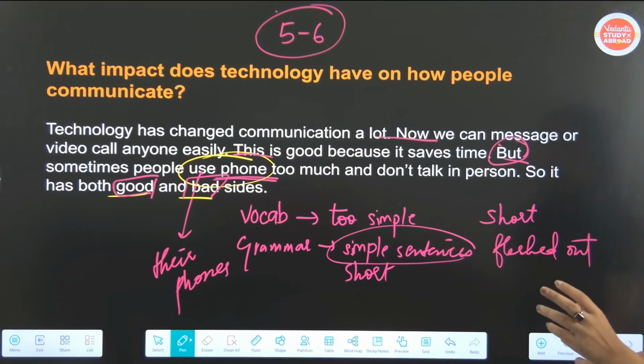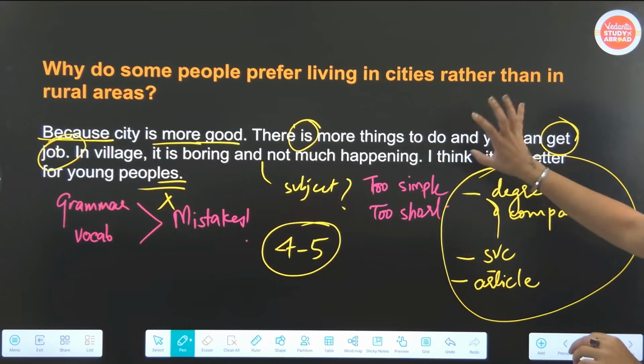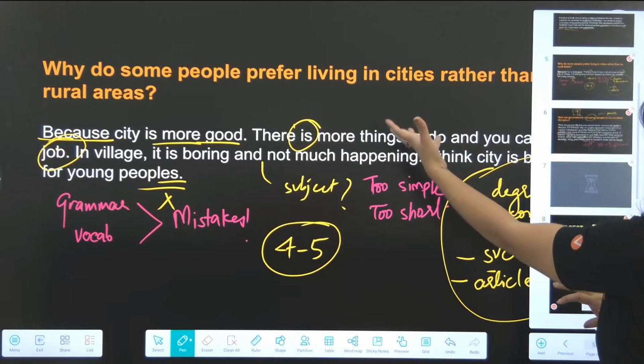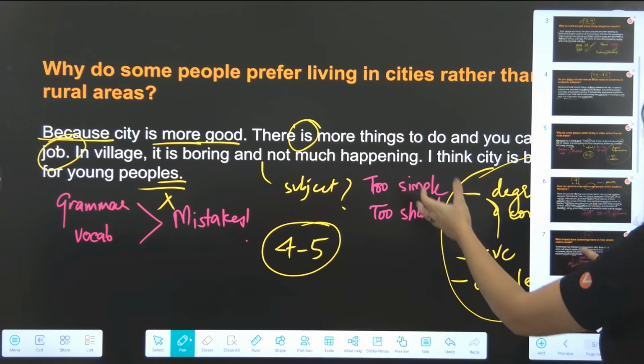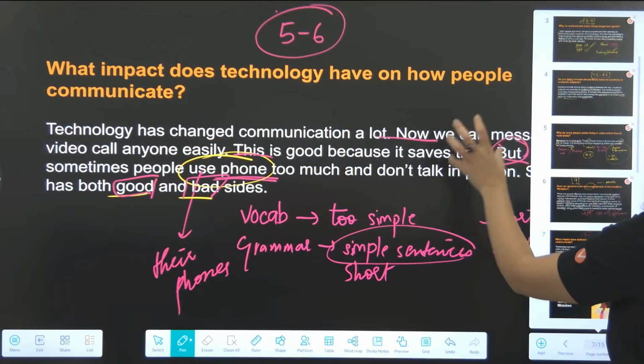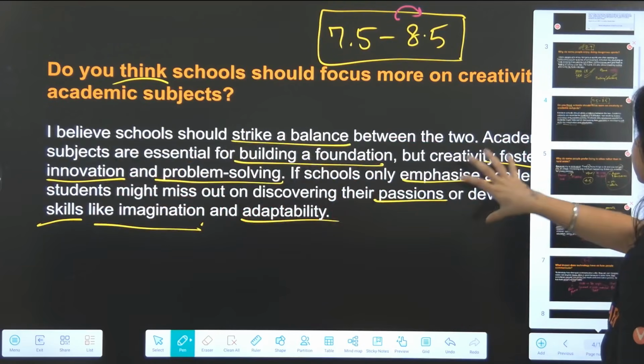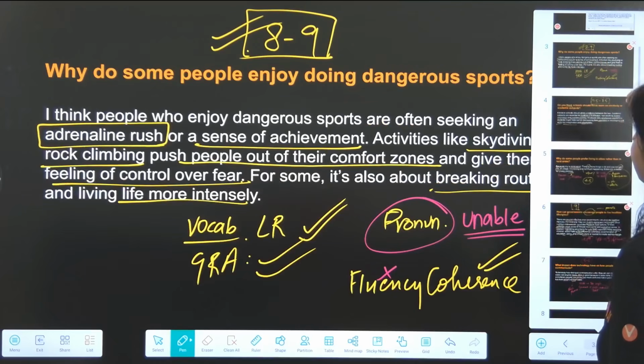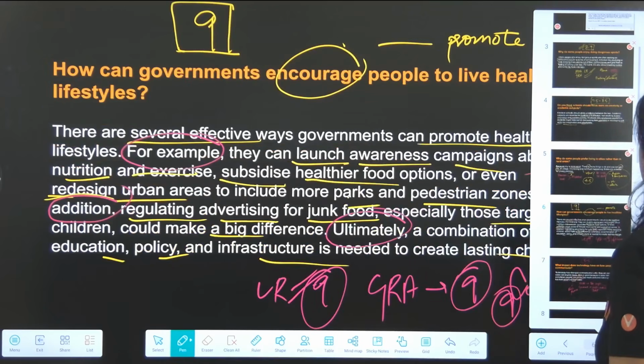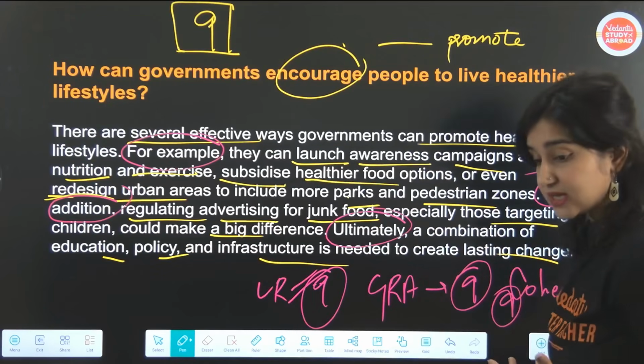If you are at this level, your next aim should be to come to this level. Once you have reached this level, then you will go to this level. Once you've reached this level, then you go to this level. Finally, then you can come to this level. So it's going to be a whole process, right?